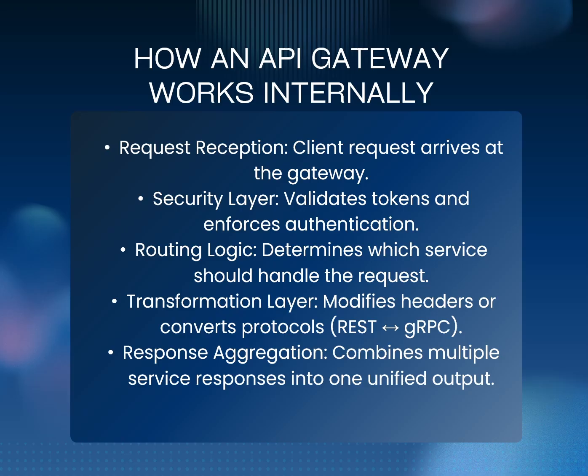Internally, the gateway operates through several layers. First, it receives the client's request and performs authentication, verifying tokens such as JWT or OAuth credentials. Next, routing logic determines which microservice should handle that specific request. If the request or response needs to be transformed, for example, converting JSON to XML or adding standard headers, the gateway performs that automatically. Finally, if the operation depends on multiple services, the gateway aggregates the responses and delivers a single, unified result to the client. This architecture keeps client interactions efficient and consistent.